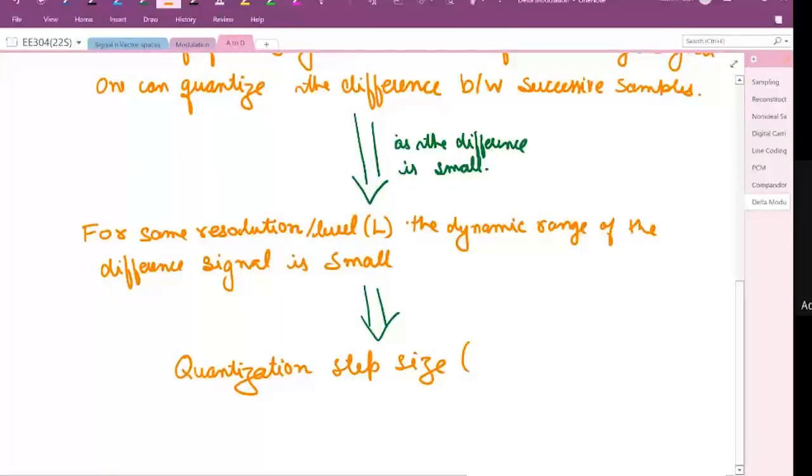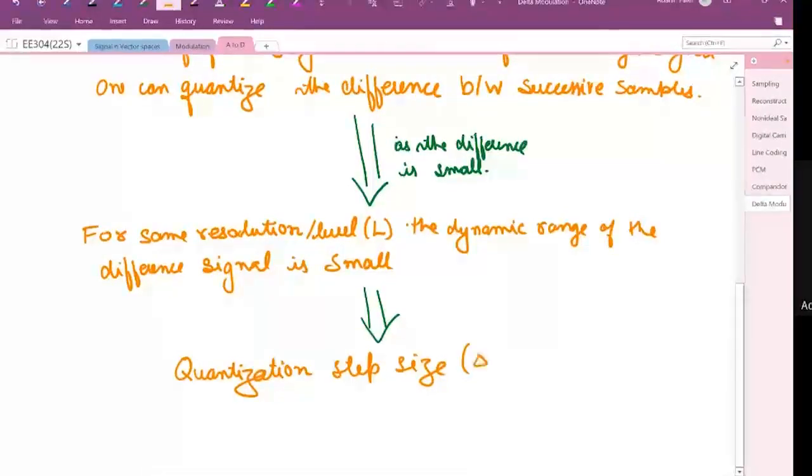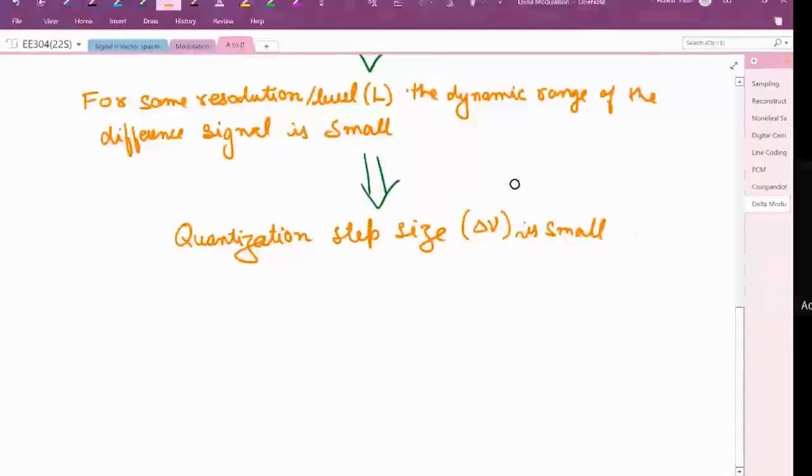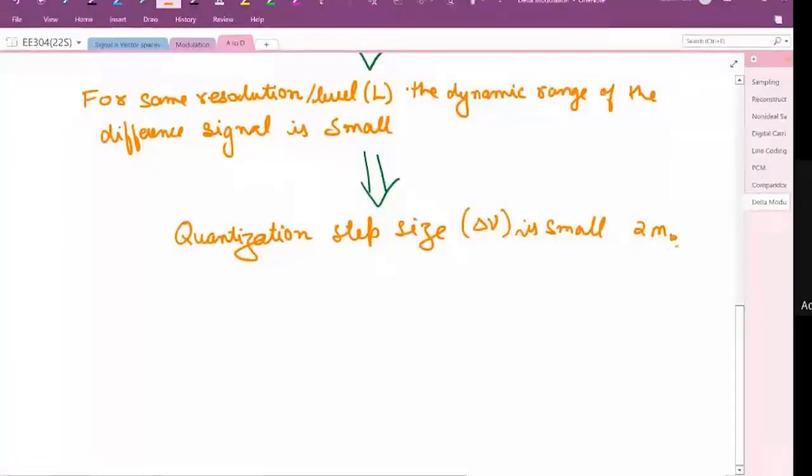So at this resolution level, the dynamic range of the signal is small. Therefore, the quantization step size, which we have denoted by del V and given as 2 MP by L, is small.